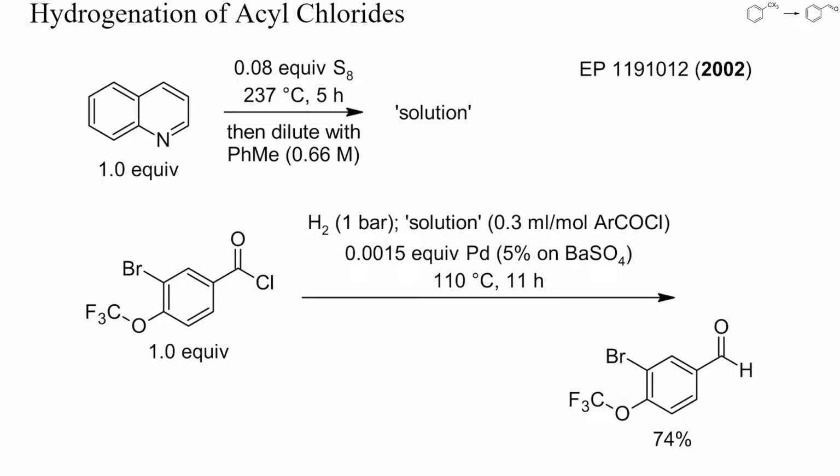A small amount of this solution was then added to a mixture of the benzoyl chloride and the supported palladium catalyst, without any additional solvent. Hydrogen was bubbled into the heated reaction mixture and the progress of the hydrogenation was monitored by checking the pH of the exhaust gases. The aldehyde was obtained in good yield without extensive debromination.